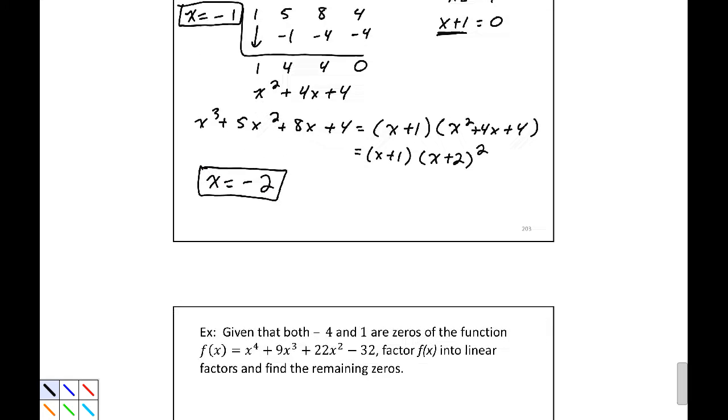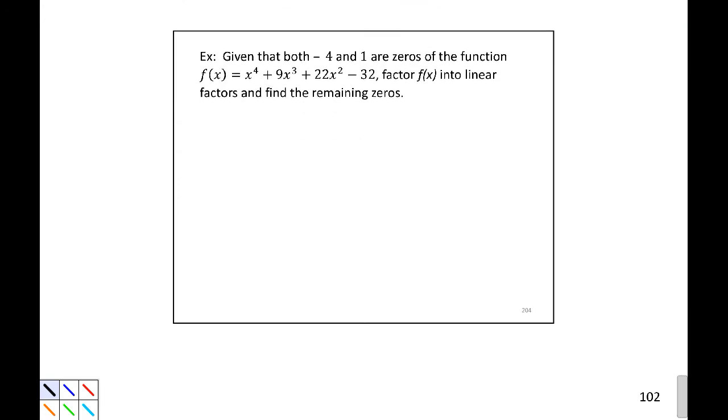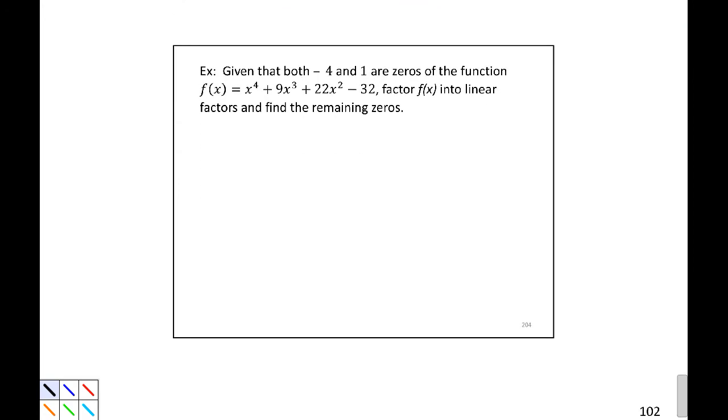All right, for our next example, given that both negative 4 and 1 are zeros of the function f of x equals x to the fourth plus 9x cubed plus 22x squared minus 32, factor f of x into linear factors and find the remaining zeros. Well, because both of these are zeros, those tell us that we have factors of x plus 4 and x minus 1.